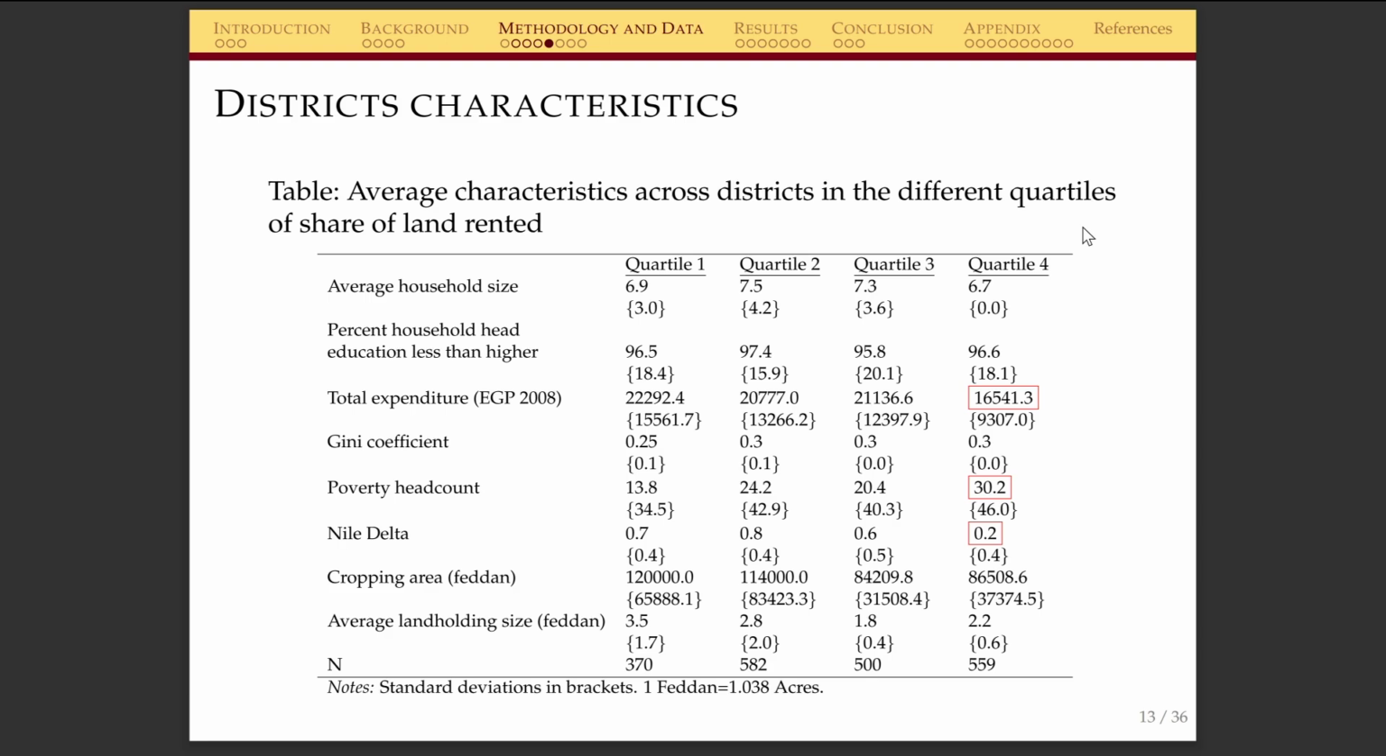Okay, so this is to show a little bit of the districts' characteristics, again, broken down by the different quartiles. The main thing I'll talk about is that these are not balanced. As we see, the districts in quartile 4 are actually poorer than the rest of the districts. The total expenditure is lower, poverty headcount is higher, and they're also less represented in the Nile Delta, so they're more likely to be in the south.